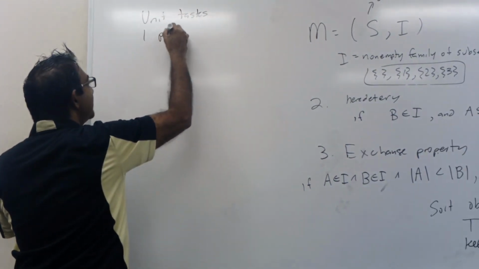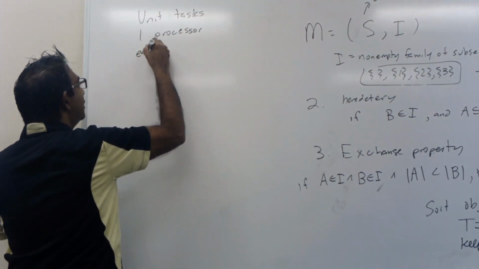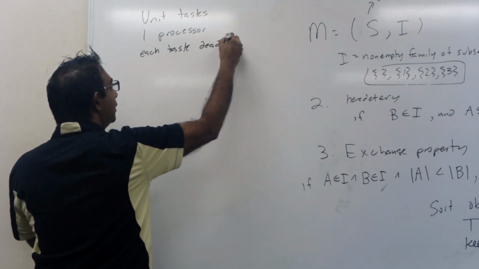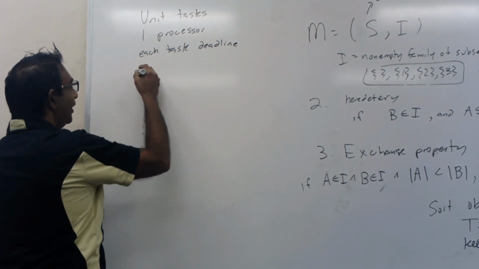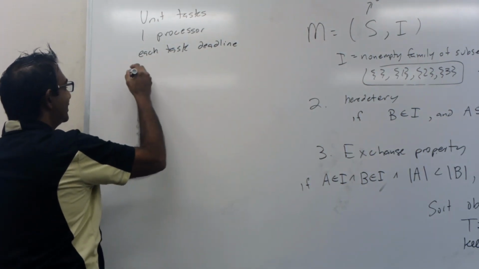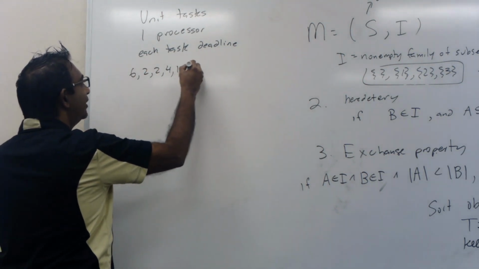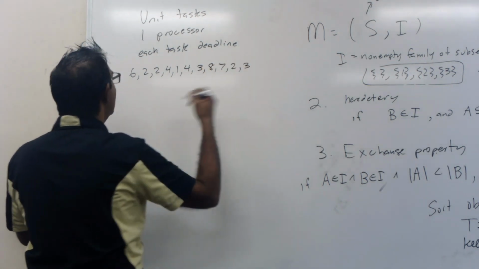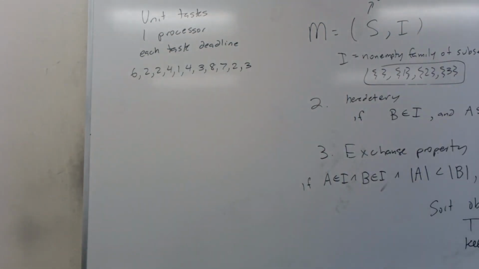We have one processor, and each task has a deadline. Okay, so we might have, I'll just write down the deadlines. Let's say it's like 6, 2, 2, 4, 1, 4, 3, 8, 7, 2, 3. So these are some tasks, and those are the deadlines. And each one takes 1 minute, or 1 unit at a time, whatever.